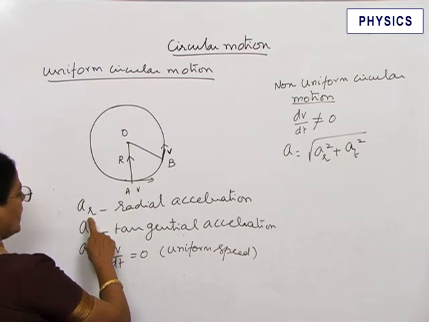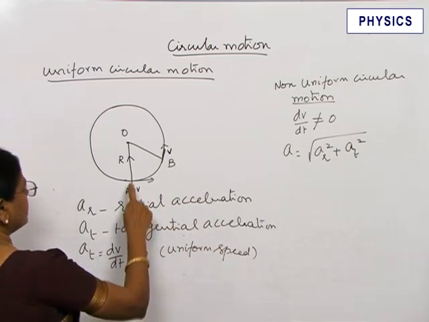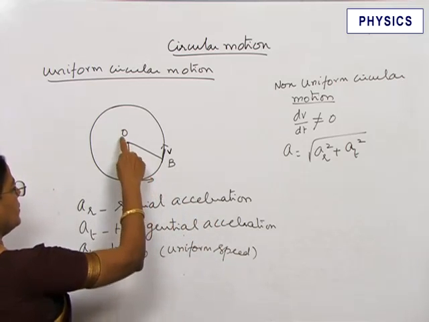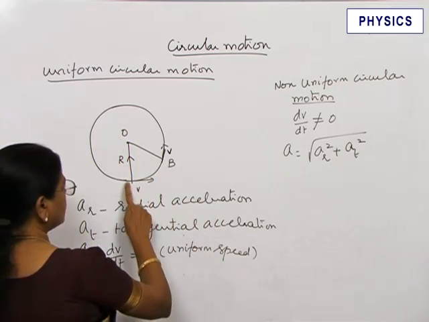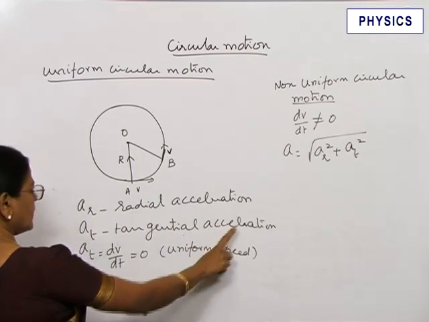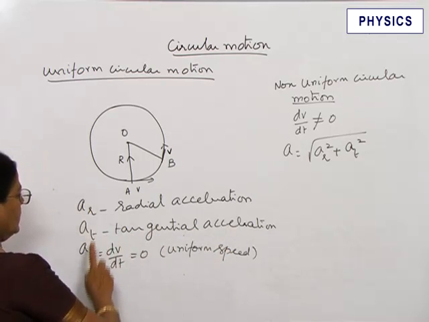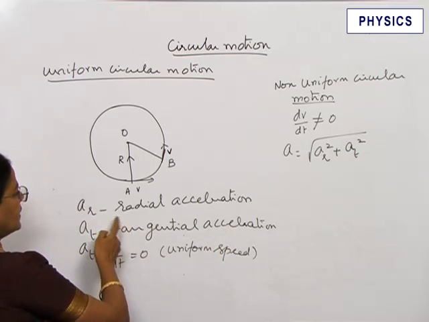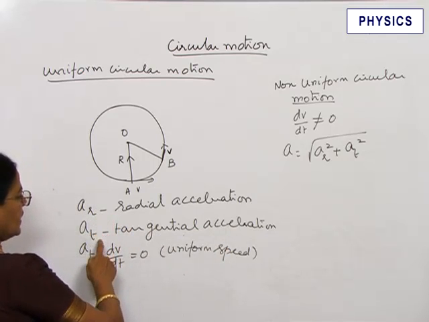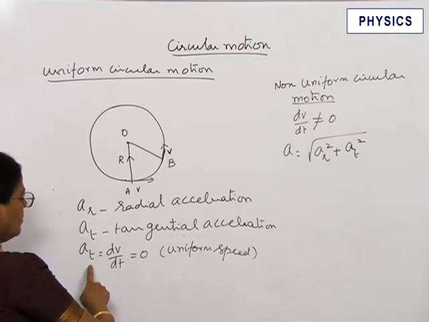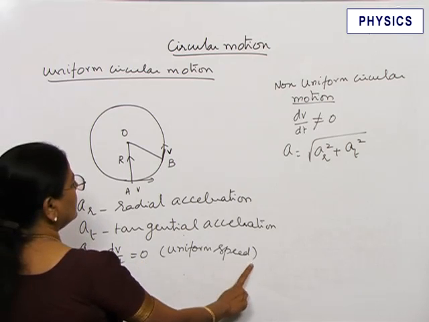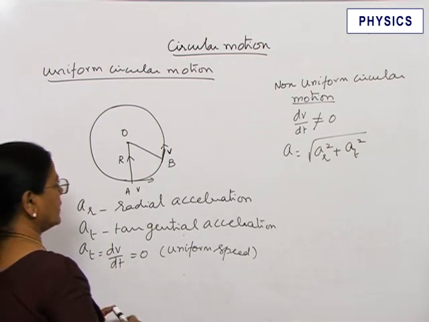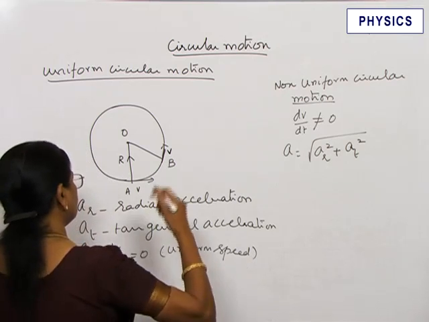That means it will have only a radial acceleration pointing towards the center at every point, a_r, and tangential acceleration, that is along the tangent, there is no acceleration for this part. We can split the acceleration as radial acceleration and tangential acceleration, but tangential acceleration is 0 because it is maintaining uniform speed. Okay. Now let us define certain terms.